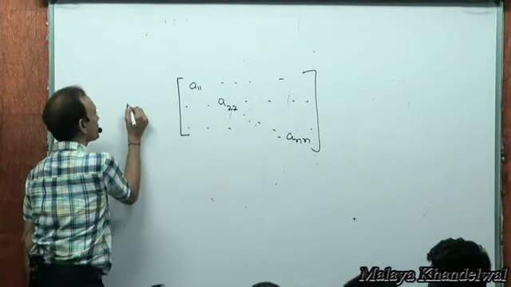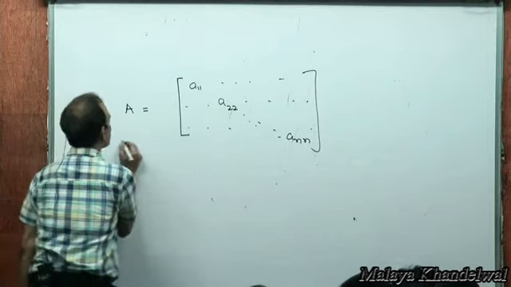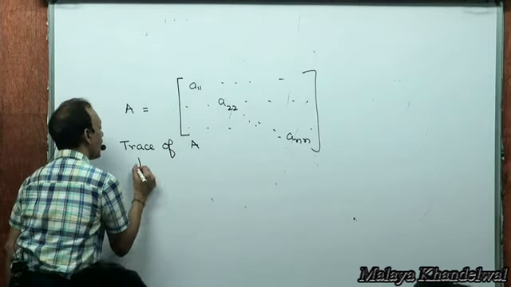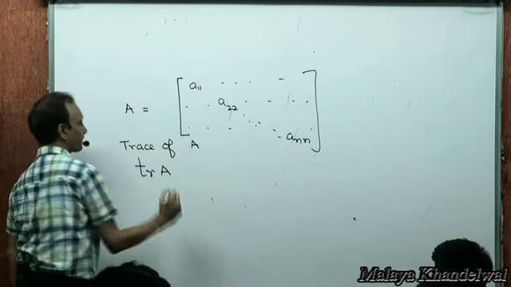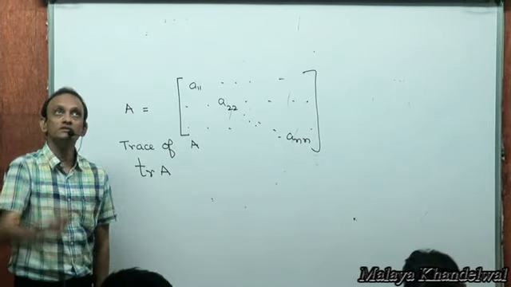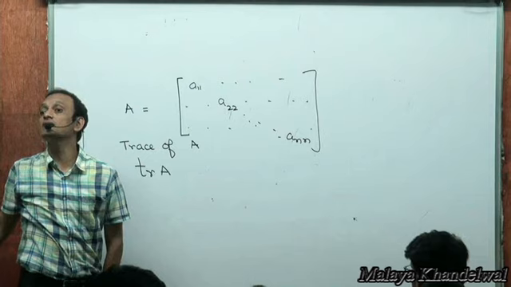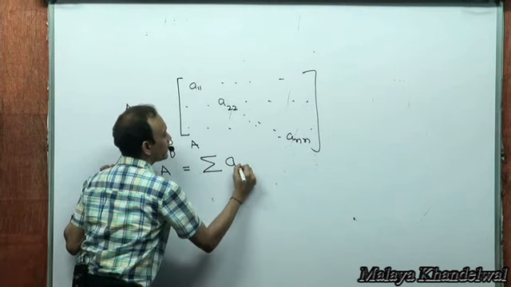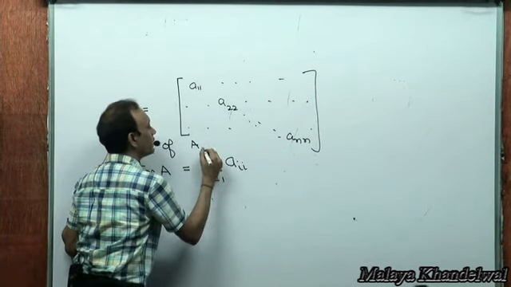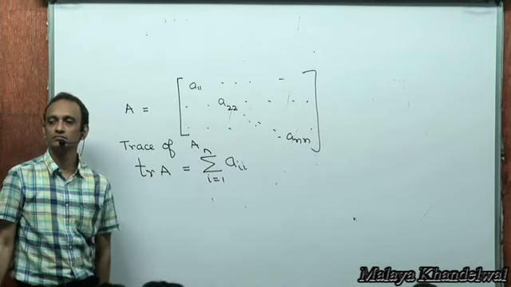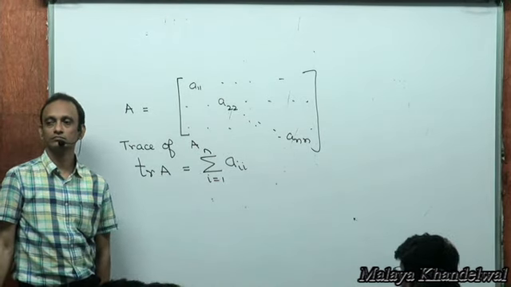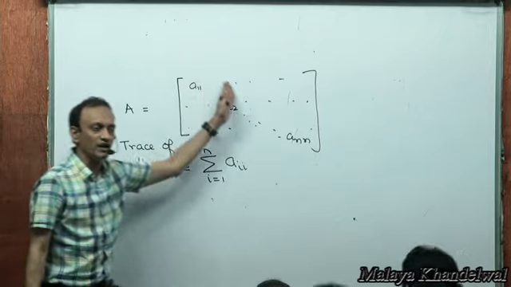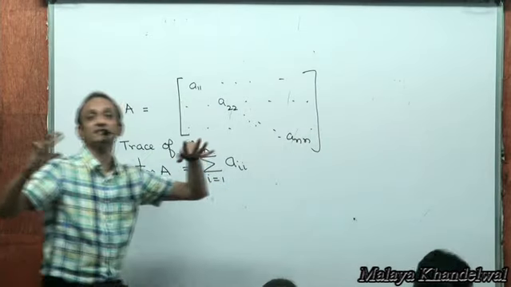We define what's called the trace of a matrix, trace of A, written TR A. The trace of the matrix A is the sum of the diagonal elements. That means it's going to be the summation of Aii, i equal to 1 to n. That's the trace of the matrix. Just this, A11 plus A22 plus ANN, that's the trace of the matrix.